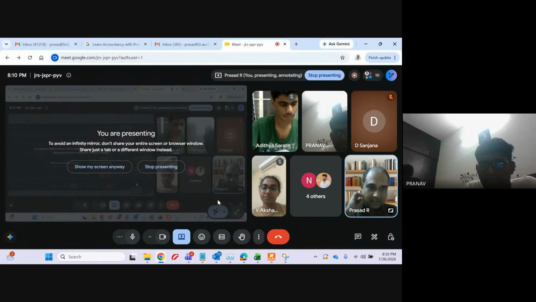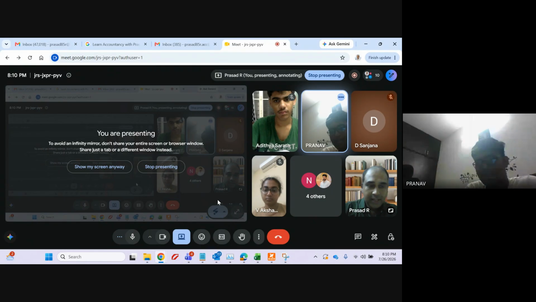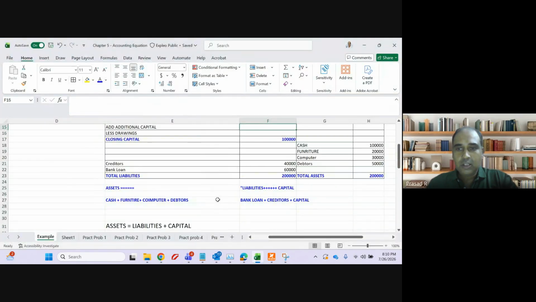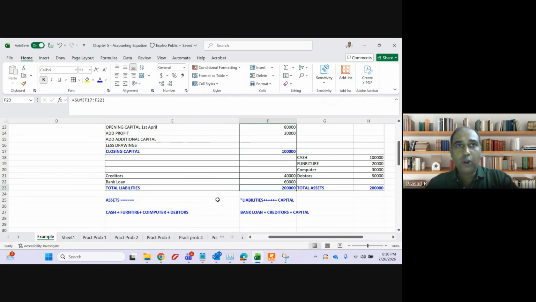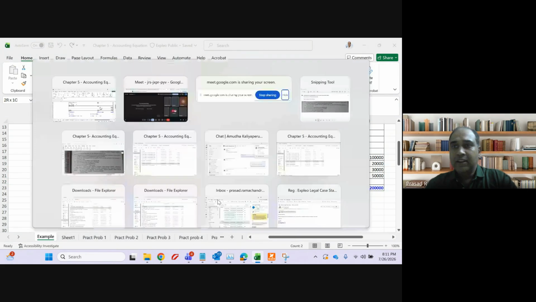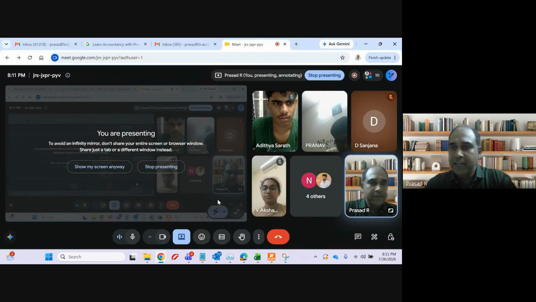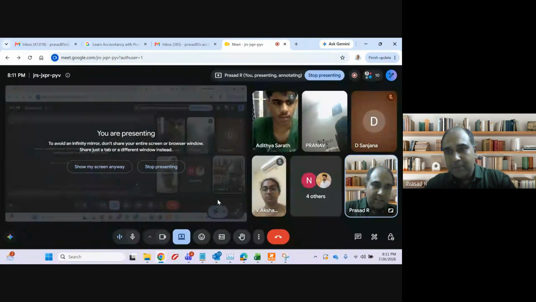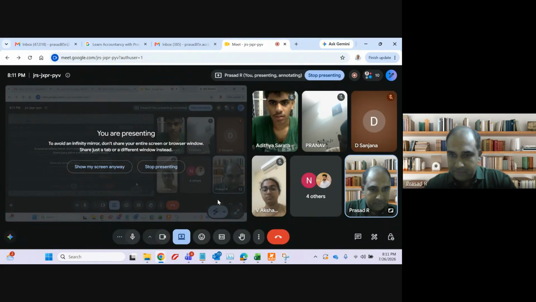Clear? So I want that format, sir. Yeah. So I'm just explaining to you, my assets will always be equal to liabilities plus capital. My assets will keep changing. Here I am having debtors, computer, furniture and cash, but it can be building, it can be stock, and my liabilities are creditors and bank loan. It may change from question to question or company to company. Assets and liabilities will change, but assets will always be equal to liabilities plus capital.